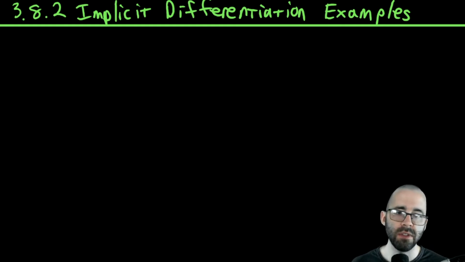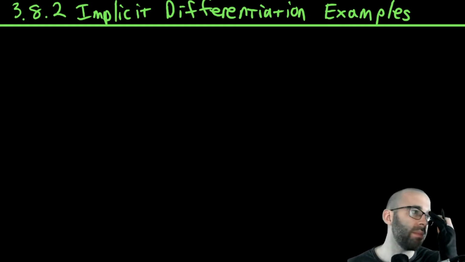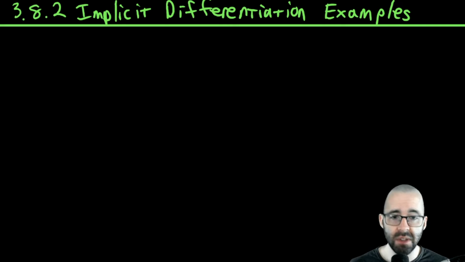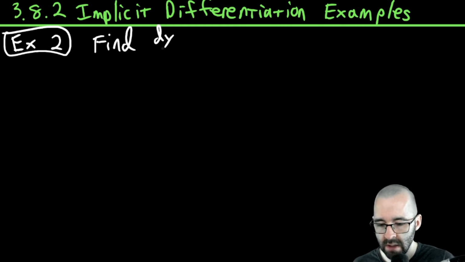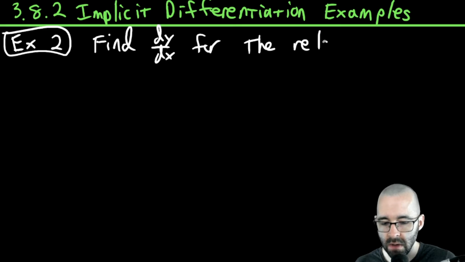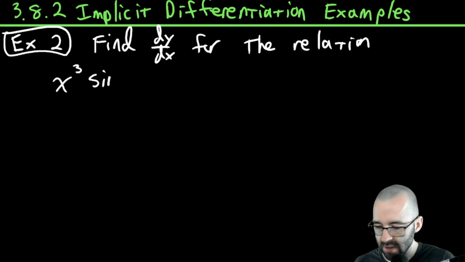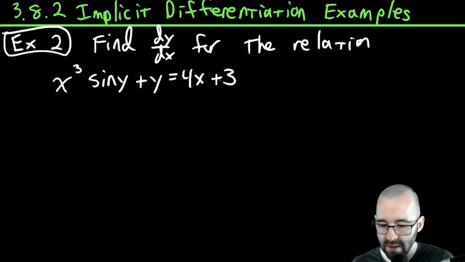Okay, so this video is just going to be some more examples, some other ways of using and seeing implicit differentiation to hopefully give you a better understanding and better grasp of these problems. We're going to start with example 2. Find dy dx for the relation given below. This is the relation x cubed times the sine of y plus y equals 4x plus 3.